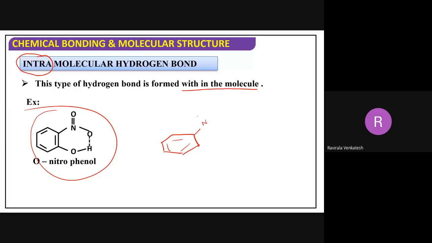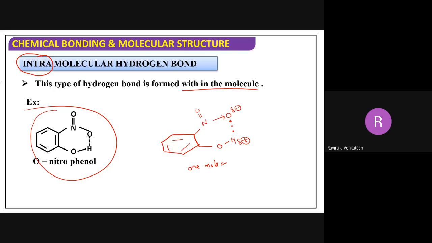C, N double bond O. Here it is O, and this one is OH. Now definitely oxygen will have more electronegativity and hydrogen will have electropositivity. Definitely between these two we are going to get the hydrogen bond. Understood or not? You observe here, the entire thing is one molecule only. But hydrogen bonding is possible between oxygen and hydrogen like this.